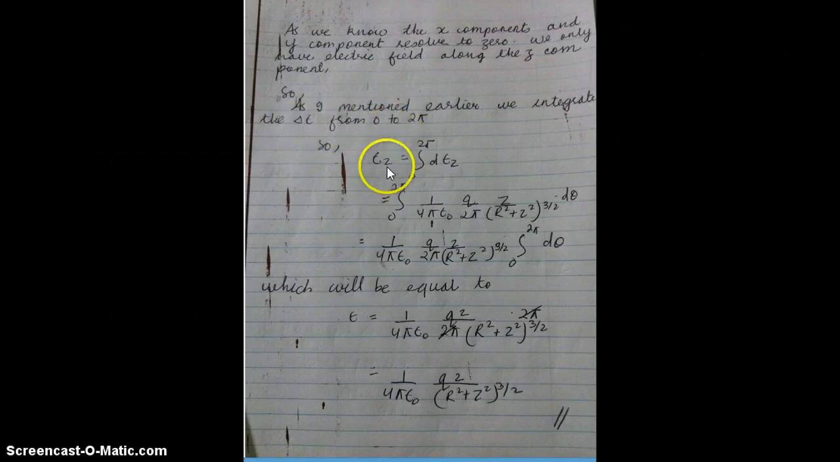So we have the electric field along the z-axis as the integral from 0 to 2 pi of delta Ez. As we integrate, we get 1 by 4 pi epsilon q z by r squared plus z squared to the power 3/2 as a constant, and we integrate del theta from 0 to 2 pi. From integration, we get this 2 pi. As we cancel 2 pi and 2 pi, we get the electric field that is 1 by 4 pi epsilon q z by r squared plus z squared to the power 3/2.